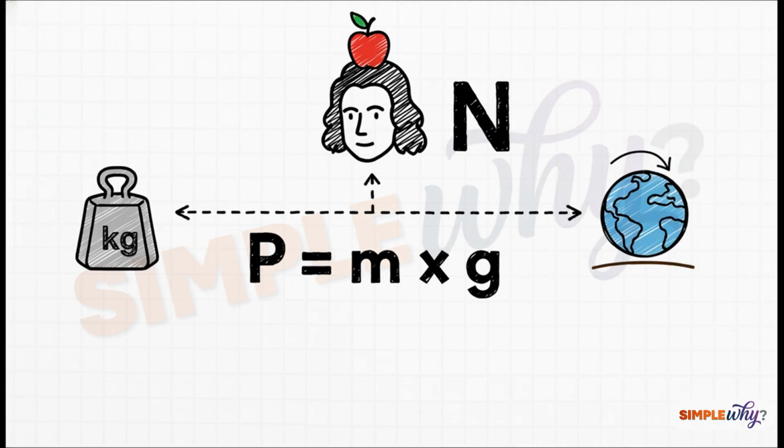Let's break that down a bit more. Weight, or P, is a force, right? So its official unit is the Newton. Yep, named after Sir Isaac Newton. Mass, our m, is that constant we talked about, and we measure it in kilograms. And g is simply the strength of the local gravitational pull. Here on Earth, that pull is about 9.8 meters per second squared.